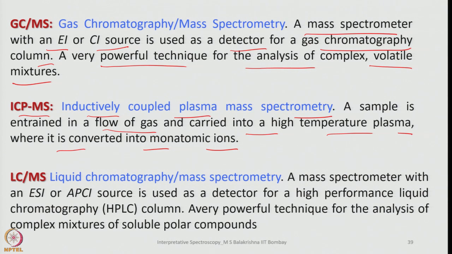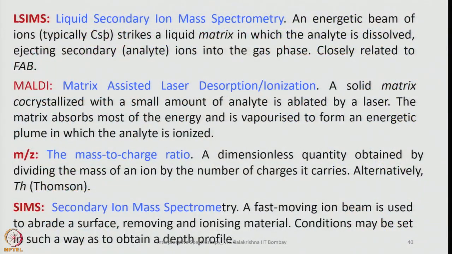And then LC-MS, liquid chromatography mass spectrometry. Again, it's very similar to GC-MS: a mass spectrometer with an ESI or APCI source is used as a detector for high performance liquid chromatography, HPLC, a very powerful technique for the analysis of complex mixtures of soluble polar compounds. And eventually, with HPLC, one can also separate those compounds. Then LSIMS, liquid secondary ion mass spectrometry: an energetic beam of ions strikes a liquid matrix in which the analyte is dissolved, ejecting secondary ions into the gas phase. This method is very much similar to FAB.